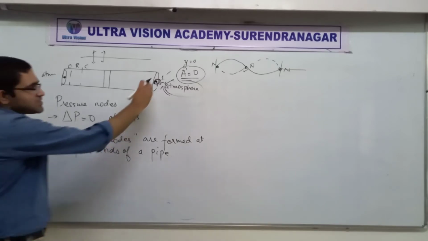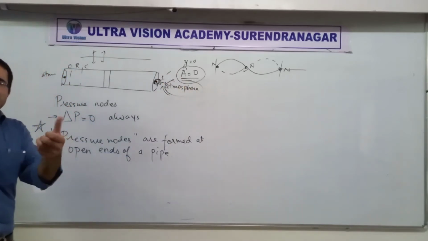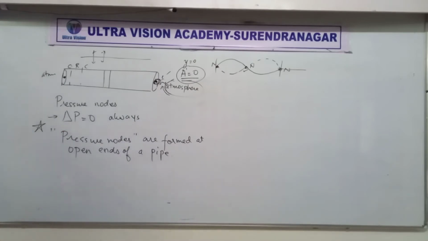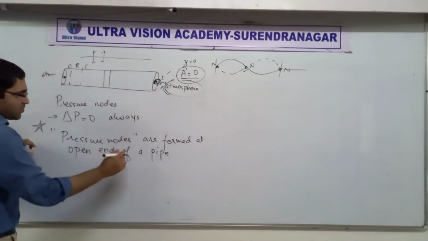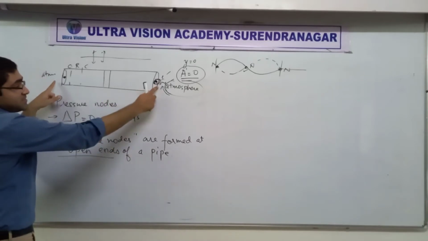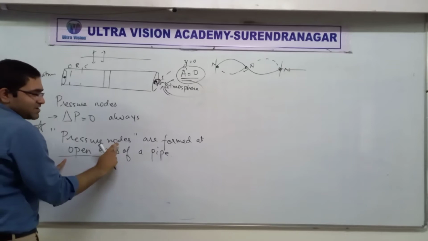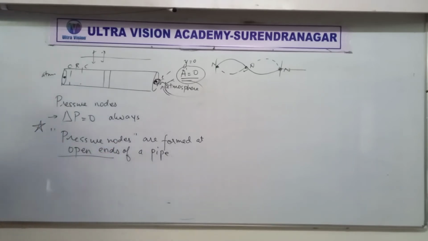Again, why? Because this point is exposed to the atmosphere. You can't change its pressure over there. Impossible. For that, you have to change the pressure of the whole atmosphere. You cannot do that. Right? So, I repeat: the end points, for open ends, right? This end is open, that end is also open. The open ends are where the pressure nodes are formed. Did you get it or not?